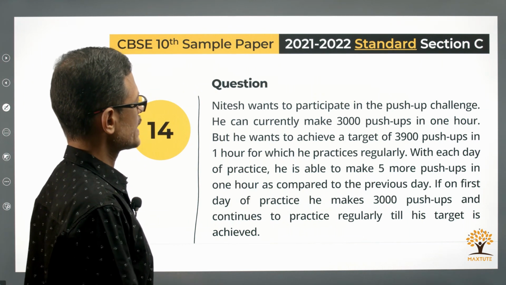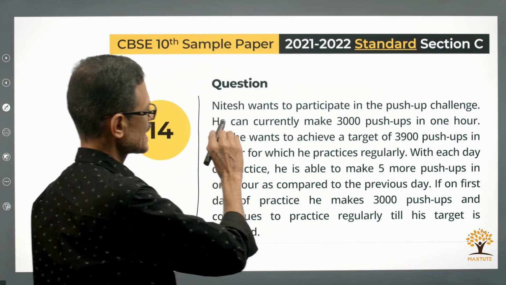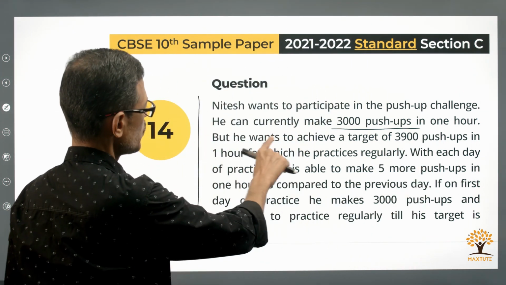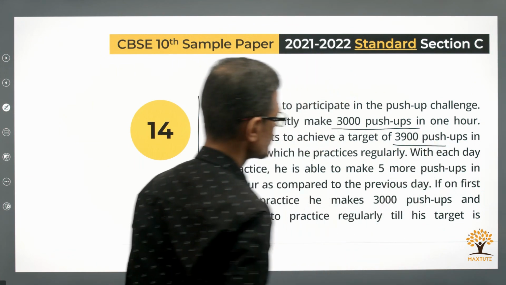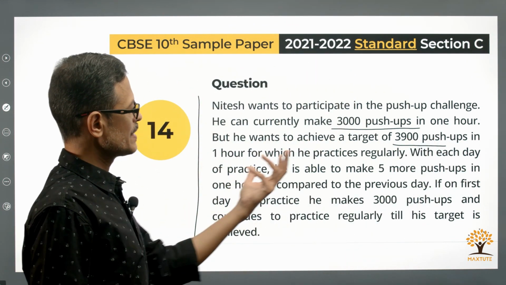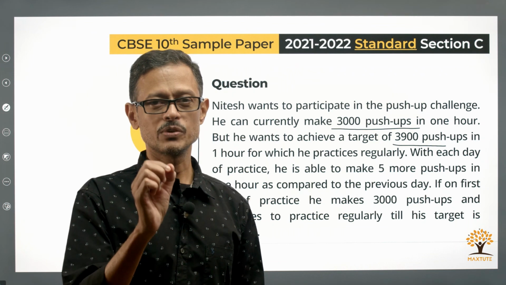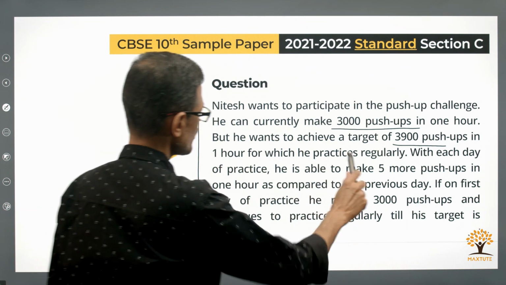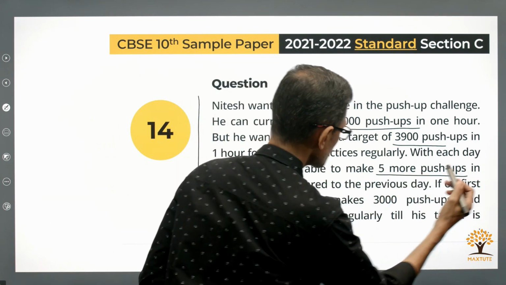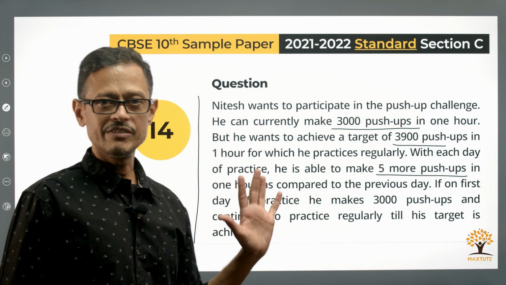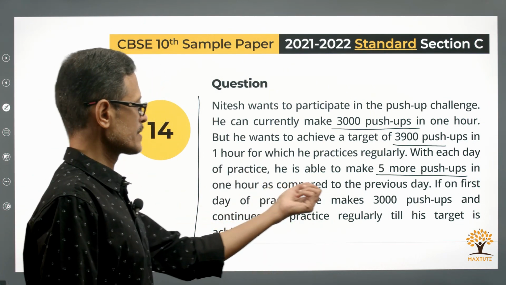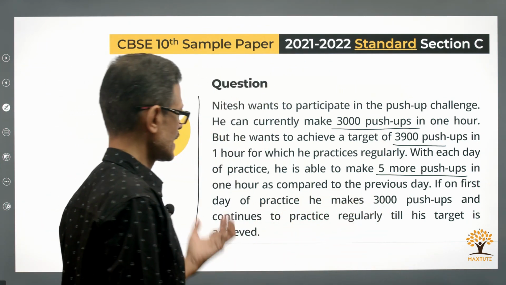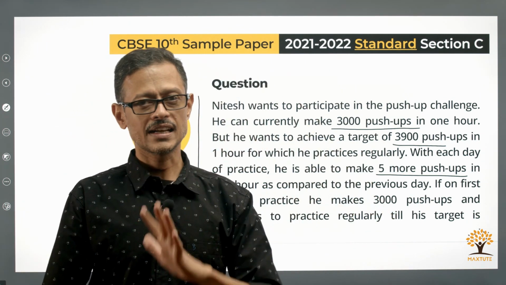Nitesh wants to participate in the push-up challenge. He can currently make 3000 push-ups in 1 hour. That's a lot for an hour. But he wants to achieve a target of 3900 push-ups in 1 hour, for which he practices regularly. He's right now doing 3000 push-ups in an hour. He wants to take it up to 3900 each hour. With each day of practice, he is able to make 5 more push-ups in an hour as compared to the previous day. If on the first day of practice, he makes 3000 push-ups and continues to practice regularly till his target is achieved, we need to solve the 2 questions that are asked subsequently.